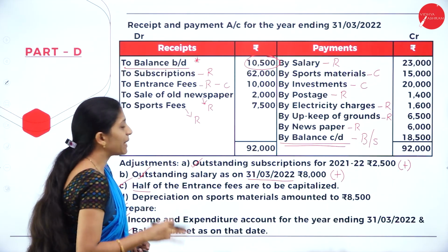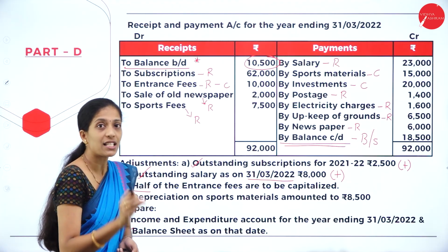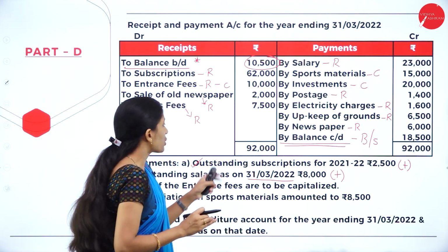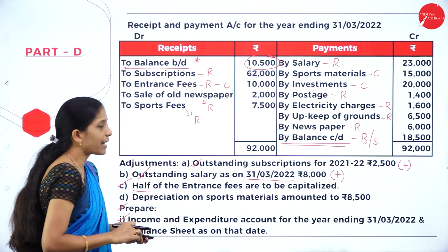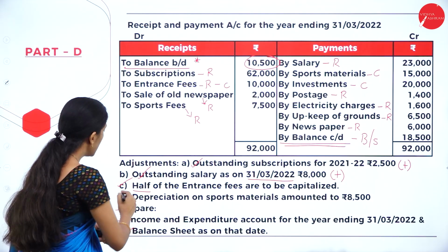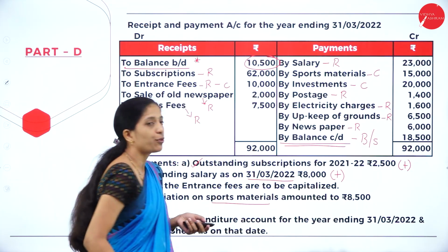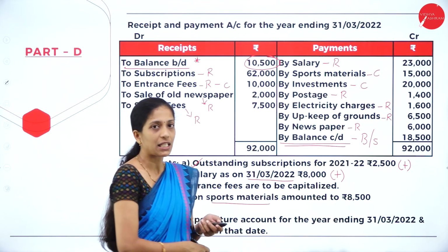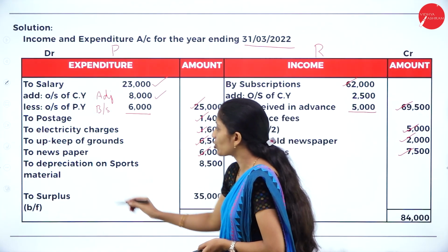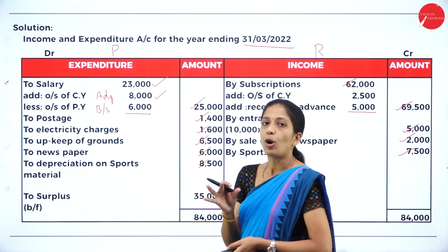Now, go through your adjustment. All the adjustments have to be recorded twice. Once in our income and expenditure account and once under balance sheet. So, outstanding subscription we have taken. Outstanding salary we have taken. Half of the entrance fees we have taken in income and expenditure account. Depreciation we have not taken. So, depreciation on sports material amounted to rupees 8,500. It is an expenditure. Correct? So, where do we record? In the income and expenditure account, in the expenditure side, to depreciation on sports material 8,500. So, hope you are clear with it.